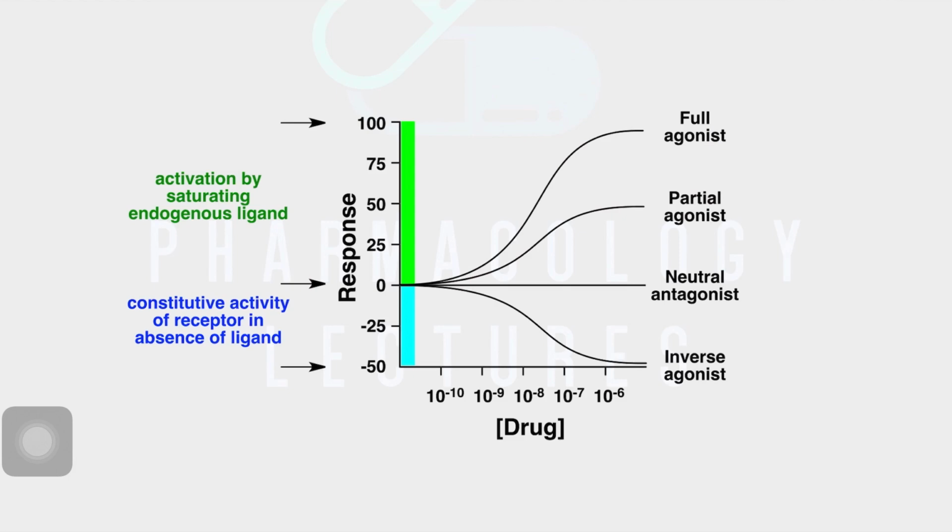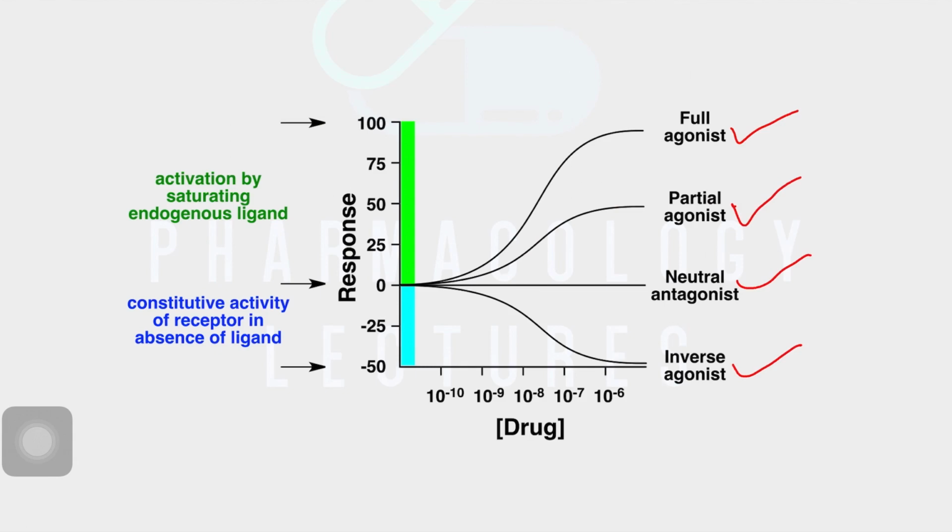Which kind of drug it is: whether this drug is a full agonist, antagonist, inverse agonist, or partial agonist. So we'll talk about all of these things. Now let's see what's in this figure.